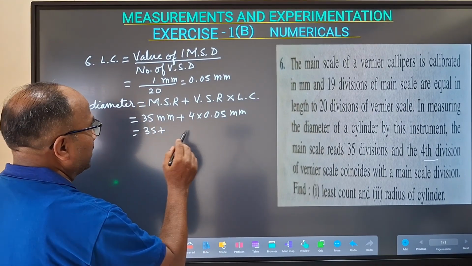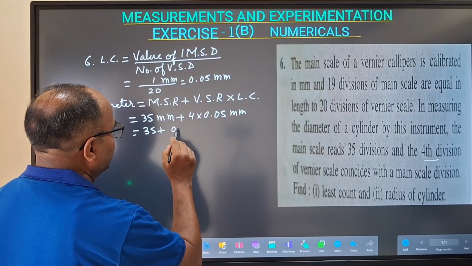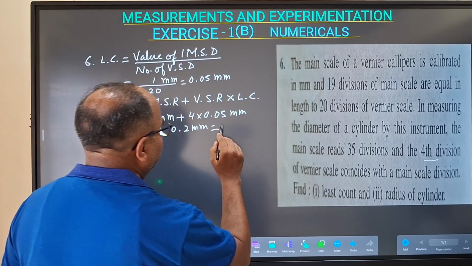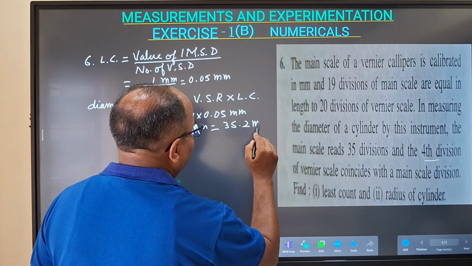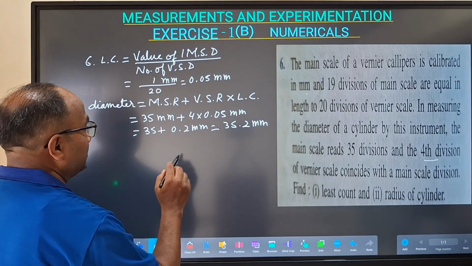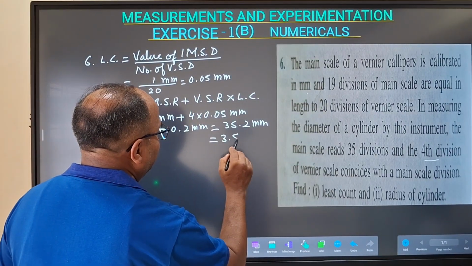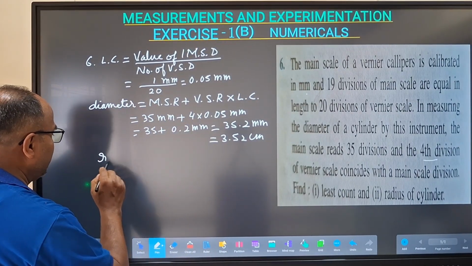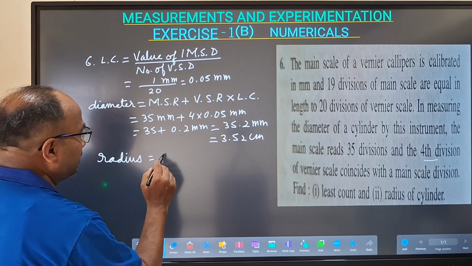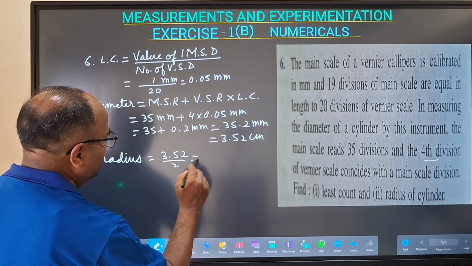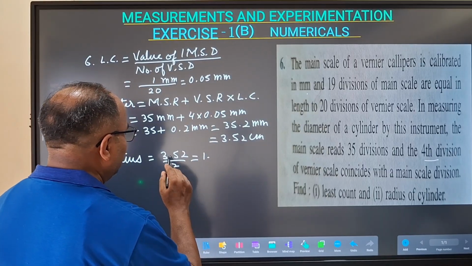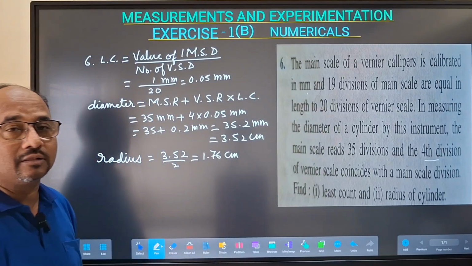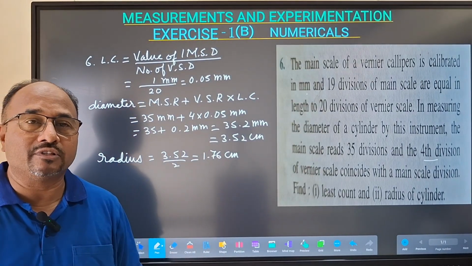So this is 35 plus, 4 fives are 20, so it will give me 0.2 mm. So I get finally 35.2 millimeter, which in centimeter will become 3.52 centimeter, by dividing it by 10. So this is the diameter we are getting. Now radius you will get with 3.52 divided by 2. So 2 ones are 2, decimal, 2 sevens are 14, and then 2 sixes are 12. So this is your final answer with the radius coming as 1.76 centimeter.